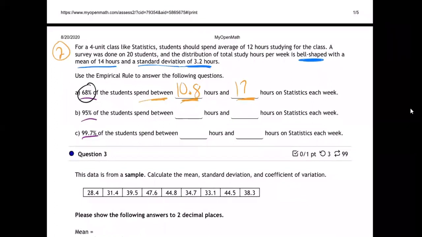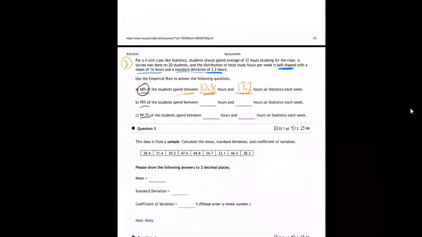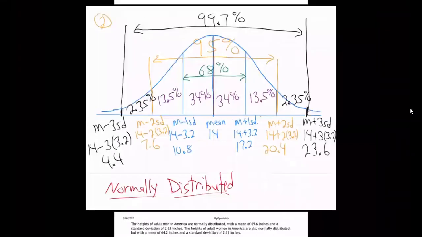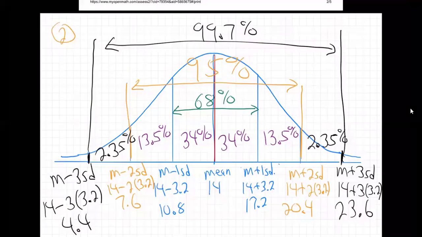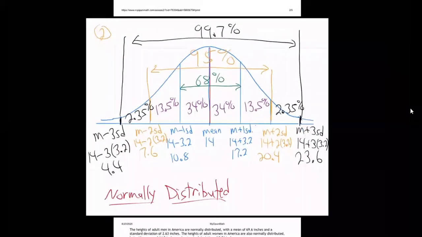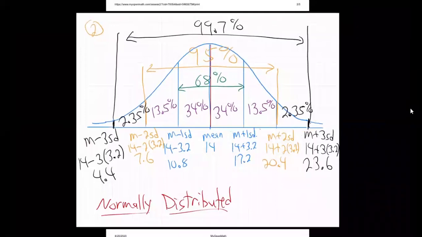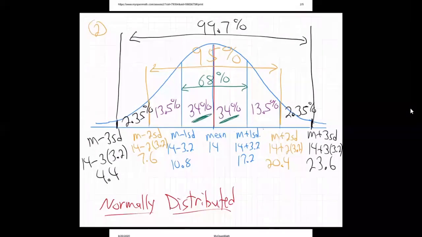Mr. Heron? Question? Yeah. How'd you get 34%? Yeah, there's no way to come up with that. I just know it. And that's a great question. That's exactly what I'm telling you. I didn't come up with it. I just have it memorized.